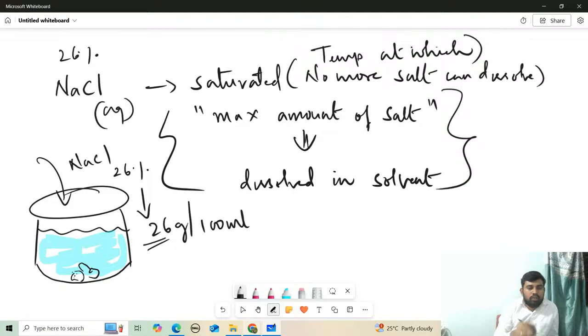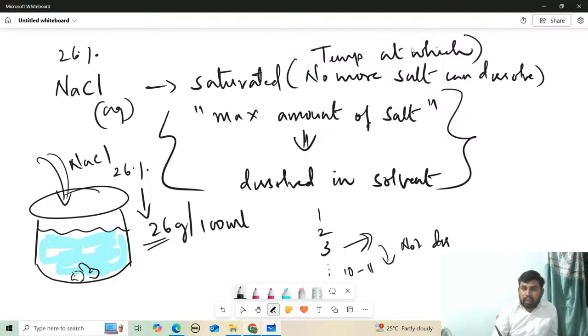So we keep on adding salt spoon by spoon: first spoon, second spoon, third spoon, at one temperature. Suppose we added 10 spoons, and for the 11th spoon the salt is not going to dissolve. At that condition, that solution is called saturated.